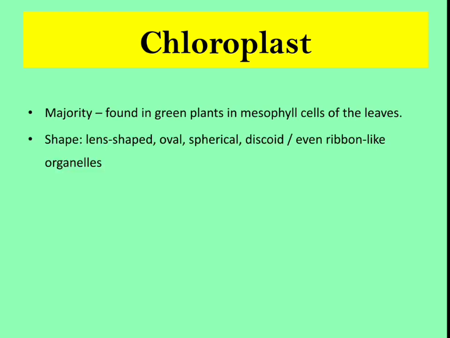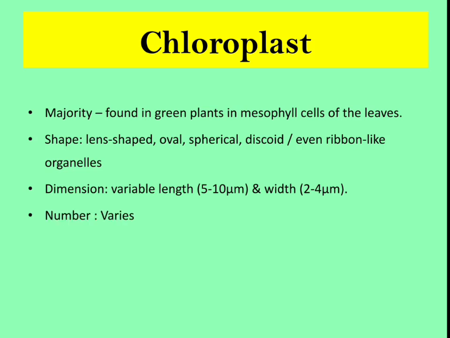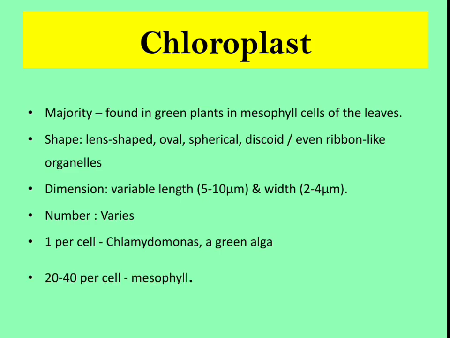The shape is lens-shaped, oval, spherical, discoid, or even ribbon-like organelles. The dimension is variable, length 5 to 10 micrometer and width of 2 to 4 micrometer. The number varies: 1 per cell in Chlamydomonas or green algae, or 20 to 40 per cell in mesophyll.